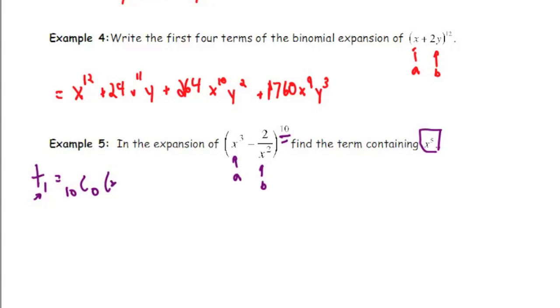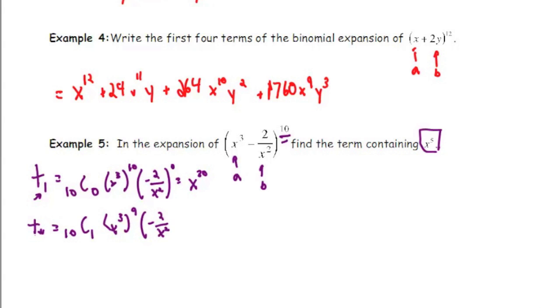With the brute force way of doing this, you simply need to calculate what each of the terms is. So term 1 is equal to what? Well, this is a, that's b, 10 is n. In our case, to find the first term, k has to be equal to 0, which means we have 10 choose 0, x cubed to the power of 10, negative 2 over x squared to the power of 0, which is just equal, after all the expansion, to x to the power of 30. So, it's not there. Well, let's try term 2.